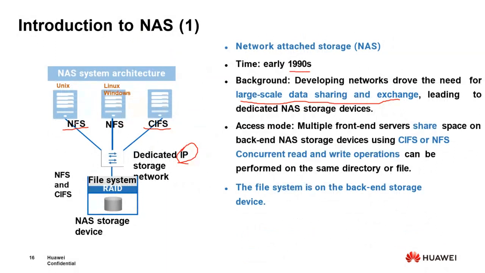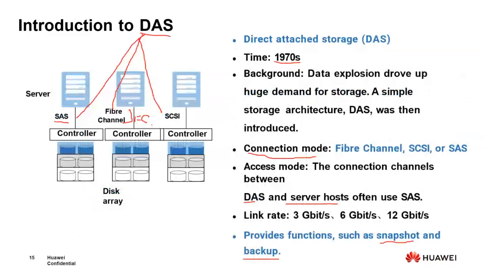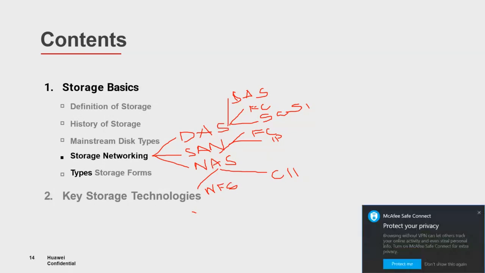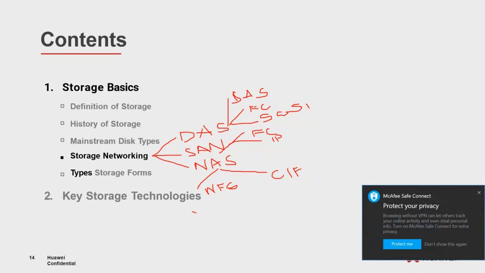It uses NFS and CIFS. So it has 2 types also: Network File System, and it also uses Common Internet File System.